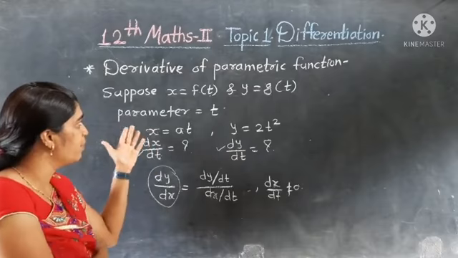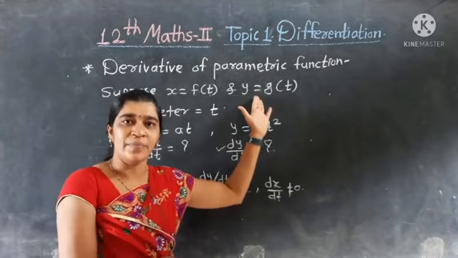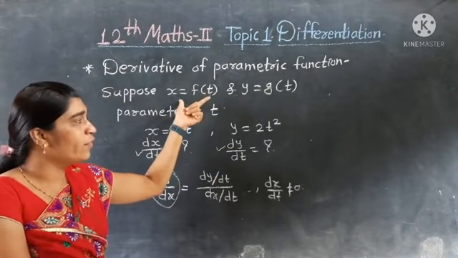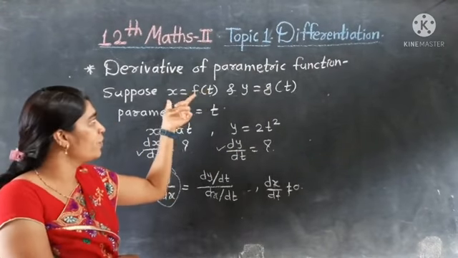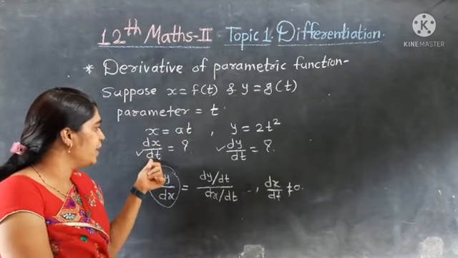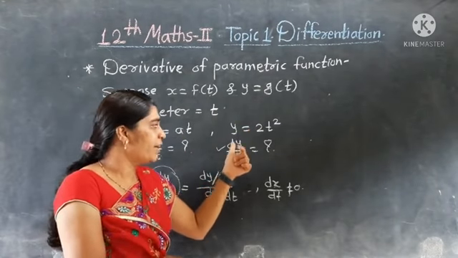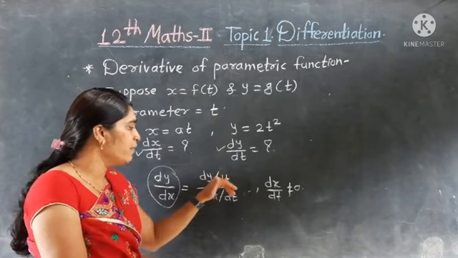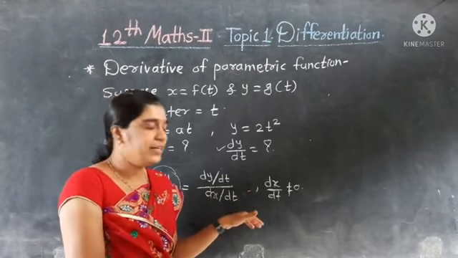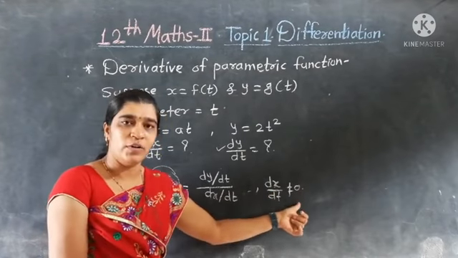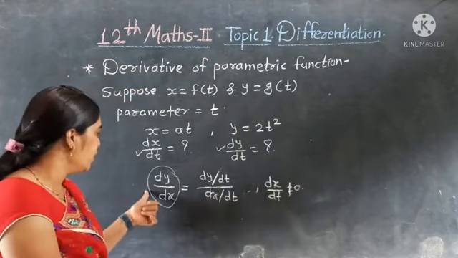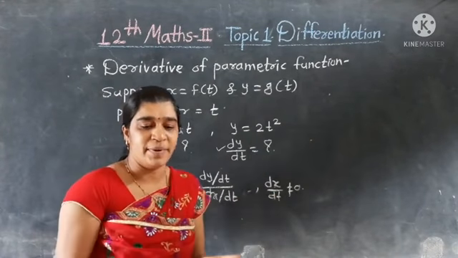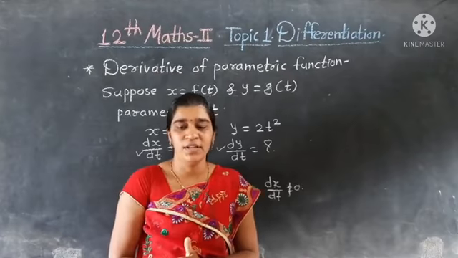So students, for example, you are given x and y in terms of the parameter t. We have to find dy by dx. First we write x, then find dx by dt, write y, find dy by dt. Then dy by dx is equal to dy by dt upon dx by dt. Here dx by dt is not equal to 0. This is the theorem statement. We will see what the theorem statement is.